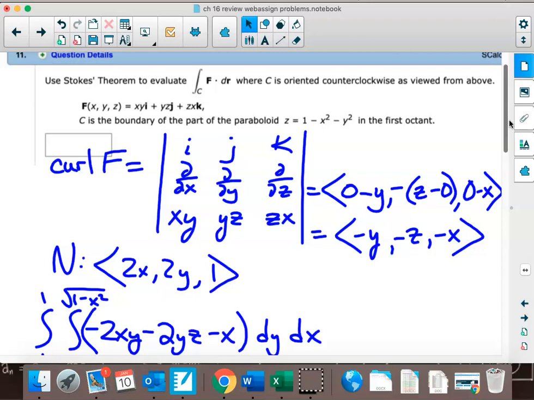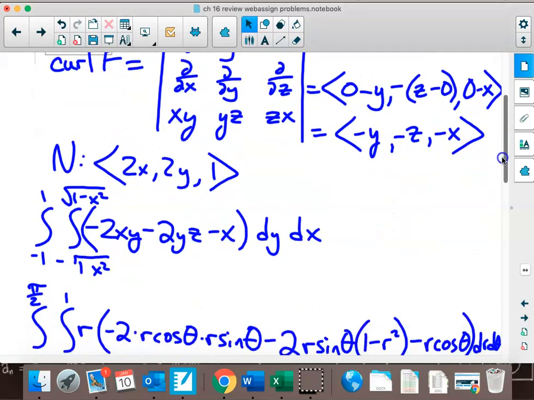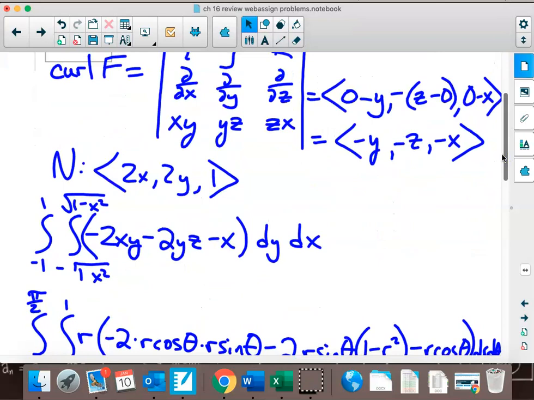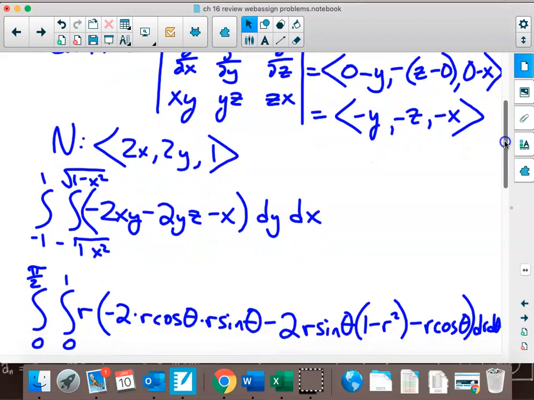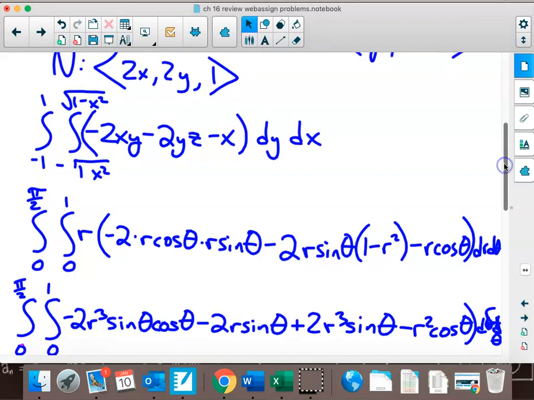Okay. All right. Did you get the same curl? Did we get the same n? Did you get the same curl dot n? Yes? Okay. So when you converted, did you convert to polar? Yes. Okay. I see. Let's see. I'm going to look at my own too. I have negative 2 r sine theta minus 2 r sine theta times 1 minus r squared minus r cosine theta, all times r.